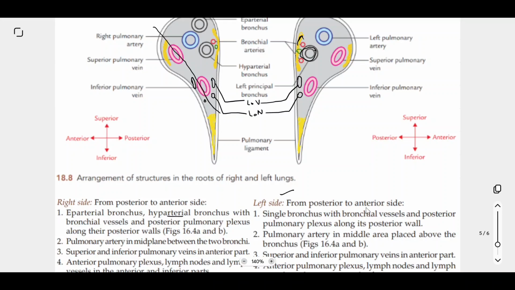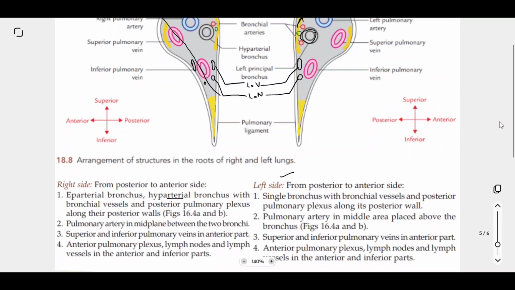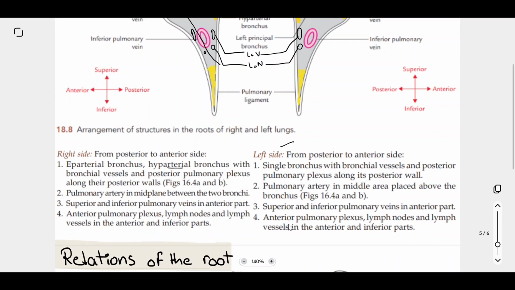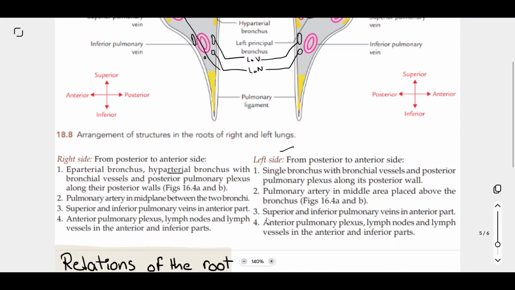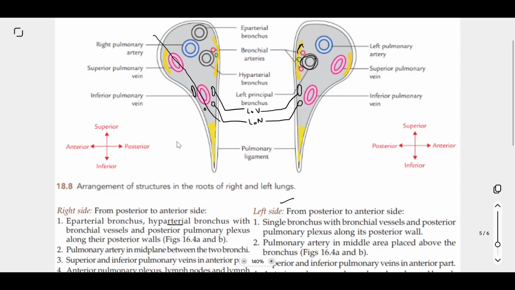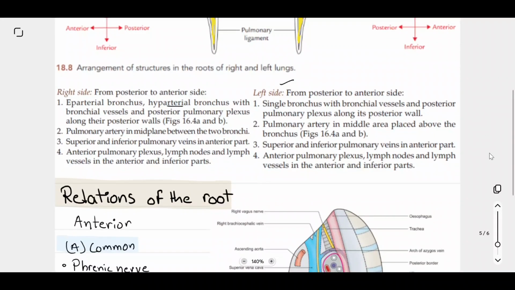Secondly, I have the pulmonary artery in the middle area. This is the pulmonary artery in the mid area, placed above the bronchus. Thirdly, I have the superior and inferior pulmonary veins in the anterior part. And last, the anterior pulmonary plexus, lymph nodes, and lymph vessels, same as I've shown you on the right side. This is our anterior pulmonary plexus, lymph nodes, and lymph vessels, which form the anterior-most part of the root of the lung.